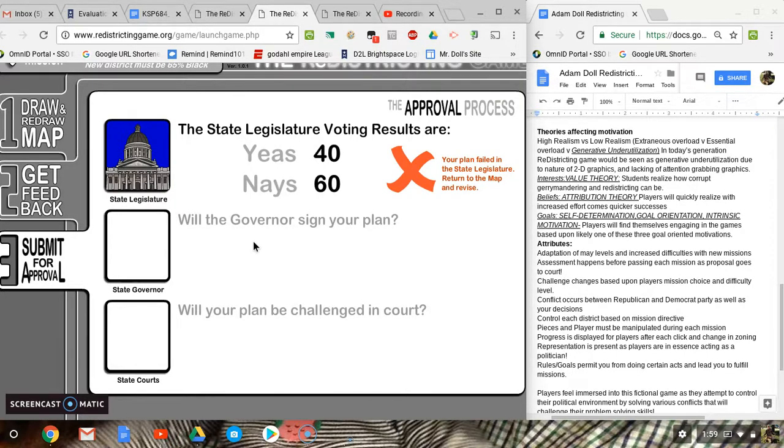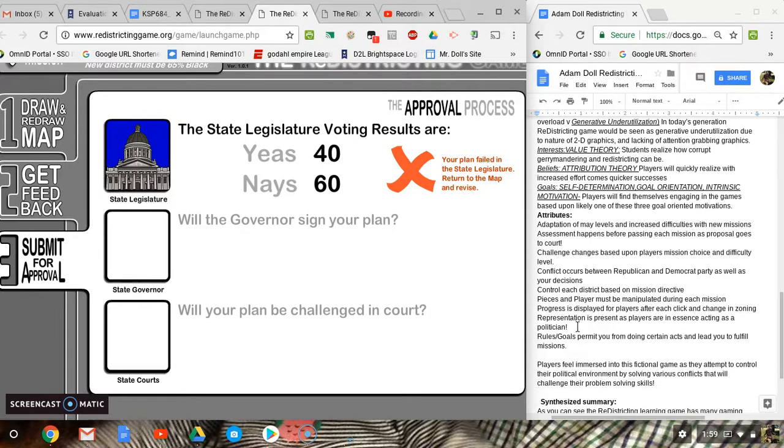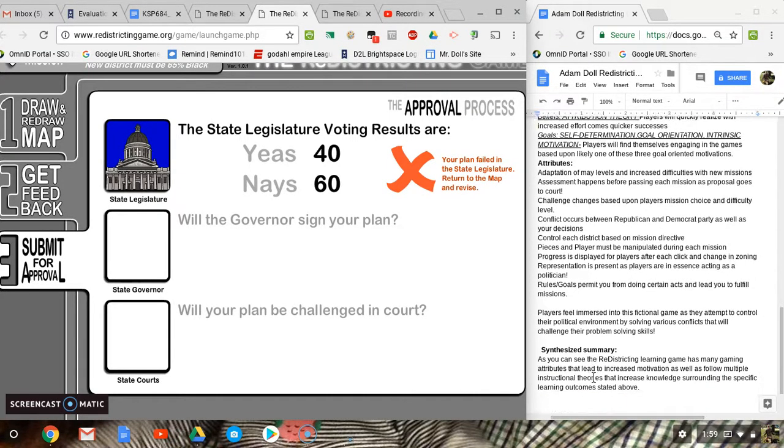Ultimately, with this game, the players are going to feel immersed into the fictional game. They have all control over the political environment. They're going to have to solve various real-world conflicts that change based on the problem. And you can see the game definitely fits some of the theories that we've discussed this week. It covers a ton of the attributes from last week, and it ultimately attempts to increase the knowledge that surrounds the learning outcomes that I started with at the beginning.